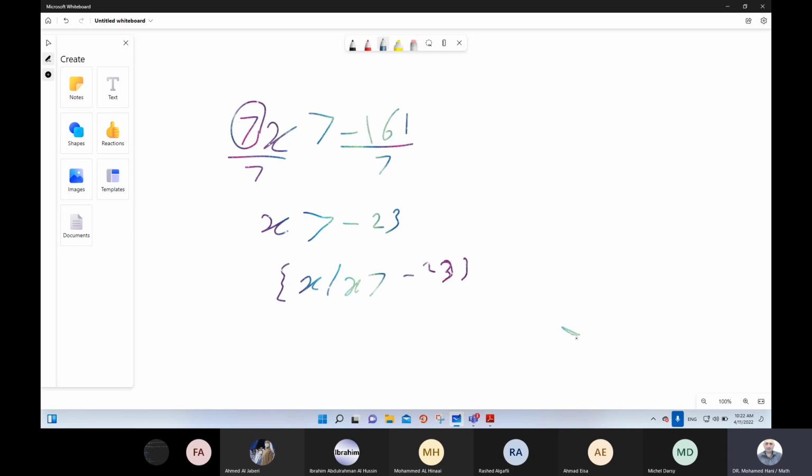Then we can graph this solution. This is 0. This is the positive side, and here the negative side. You can represent negative 23, for example, here. You don't have equal in the sign, which means draw an open circle. And x greater than means to the positive side.